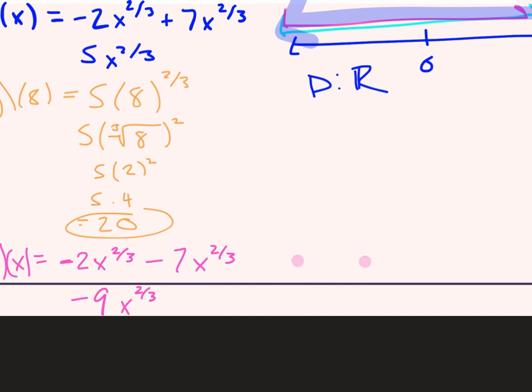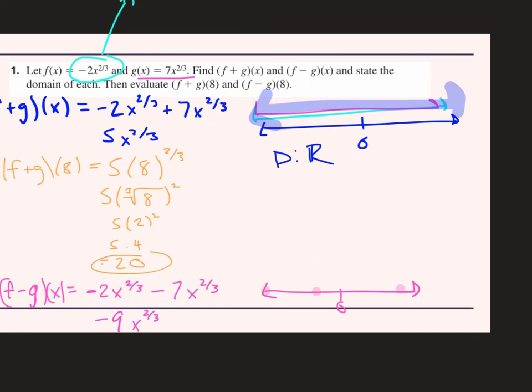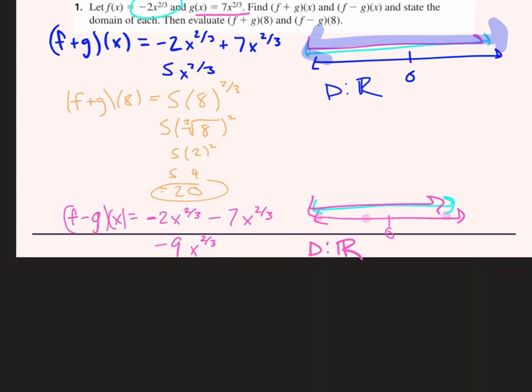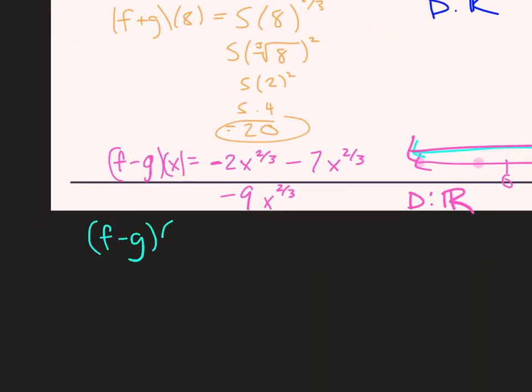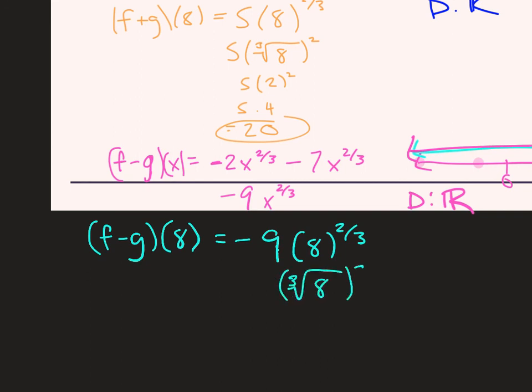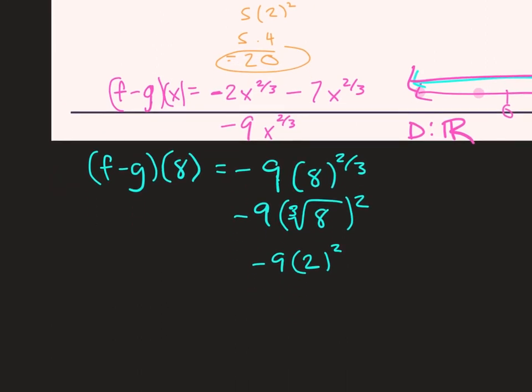Let's find our domain. We have our number line. What was our domain of f of x? All real numbers. What's our domain of g of x? All real numbers. So what overlaps? All real numbers. So our domain is all real numbers, and now let's evaluate. So again, we're plugging in 8. So we have f minus g of 8 is equal to negative 9 times 8 to the power of 2/3. What's 8 to the power of 2/3? 4. We just did it, but let's do it again. So the cubed root of 8 would be 2. And then we have 2 squared times negative 9. So 4 times negative 9? Negative 36.